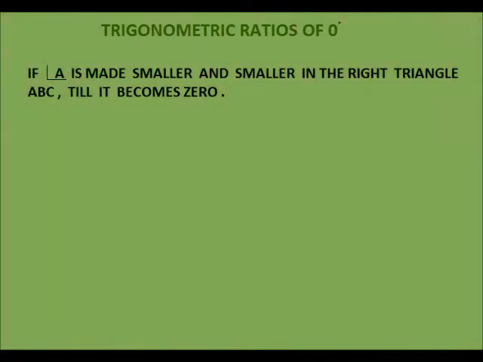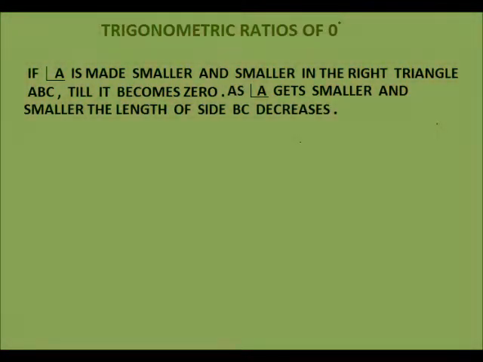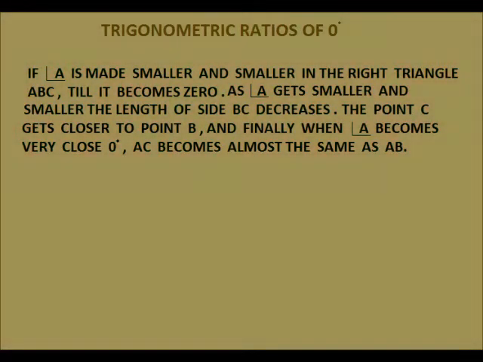Trigonometric ratios of 0 degree. If angle A is made smaller and smaller in the right triangle ABC till it becomes 0, the length of the side BC decreases. The point C gets closer to point B, and finally, when angle A becomes very close to 0 degree, AC becomes almost the same as AB.